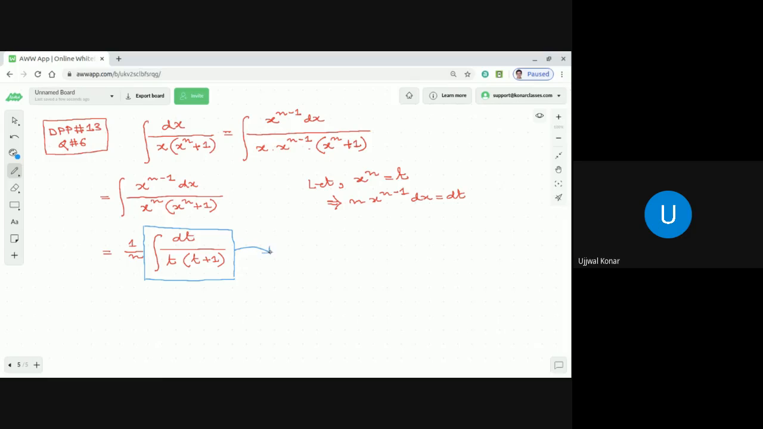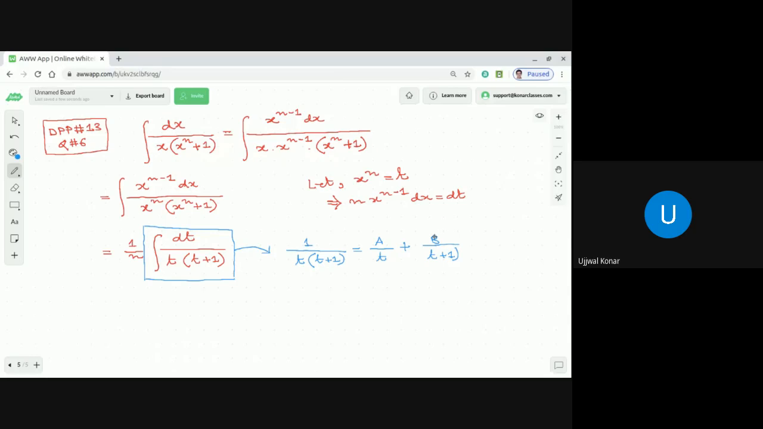So if we say this thing, 1 by t into t plus 1 should be equal to a by t plus b by t plus 1. After that, you find the value of a and b. It should actually be ln of this thing. Correct?